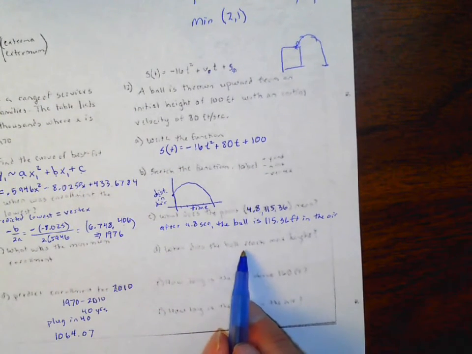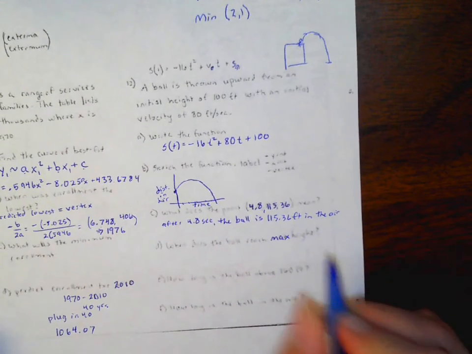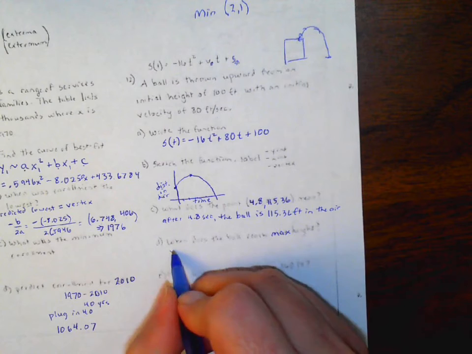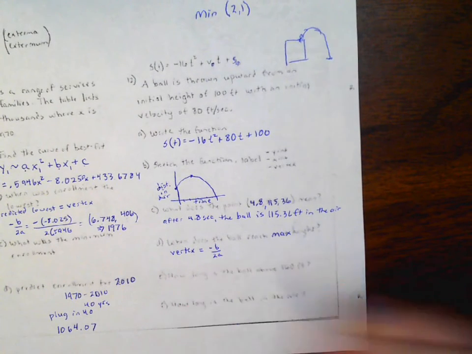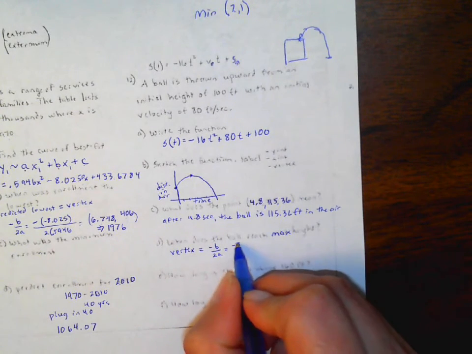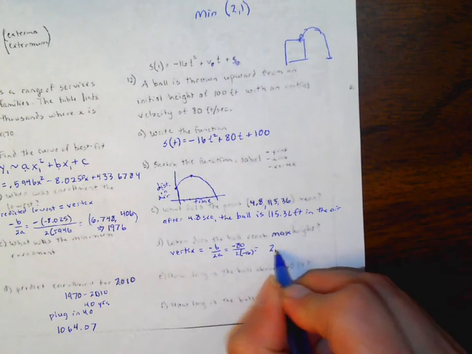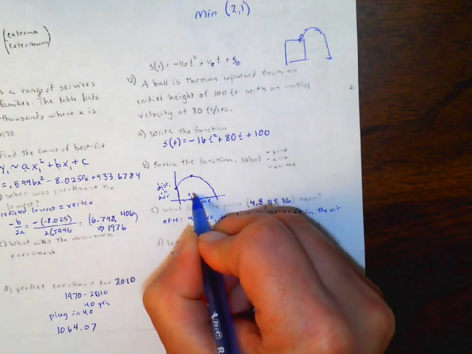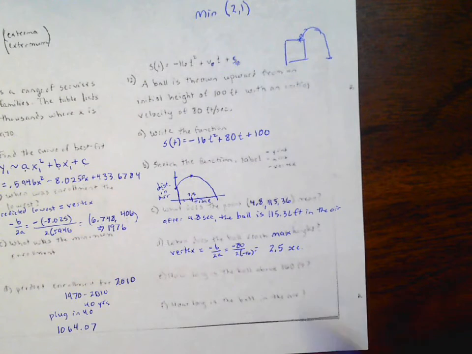When does the ball reach the max height? Sorry, this is kind of hard to see, but we want to know the max height. Our max height would be this point right here, which is the vertex. To find the vertex, we use negative b over 2a. Using negative b over 2 times our a gives us 2.5 seconds. So at 2.5 seconds, it reaches its maximum height.